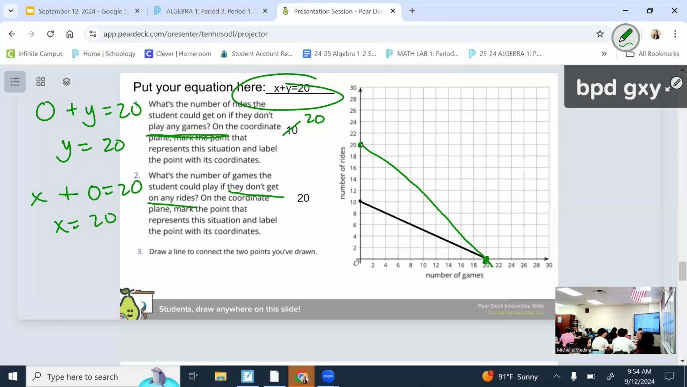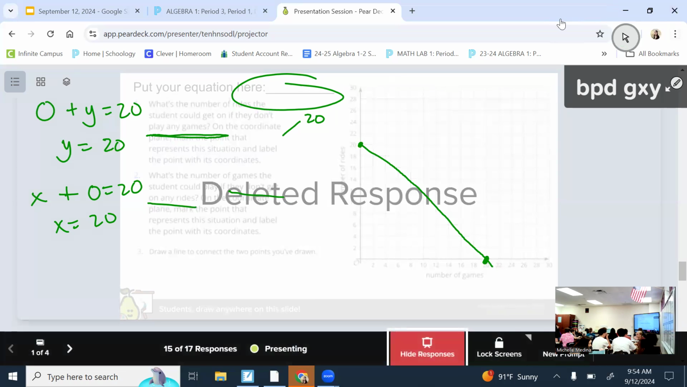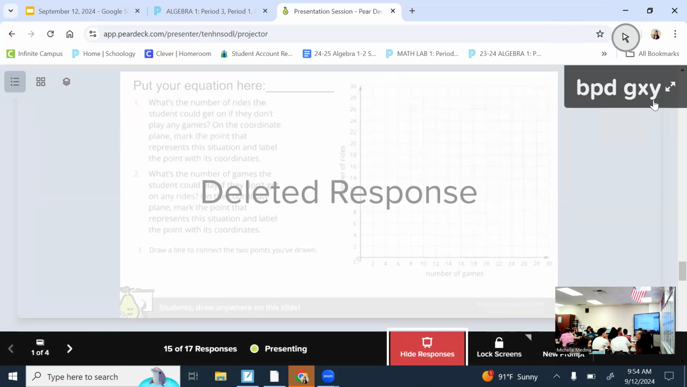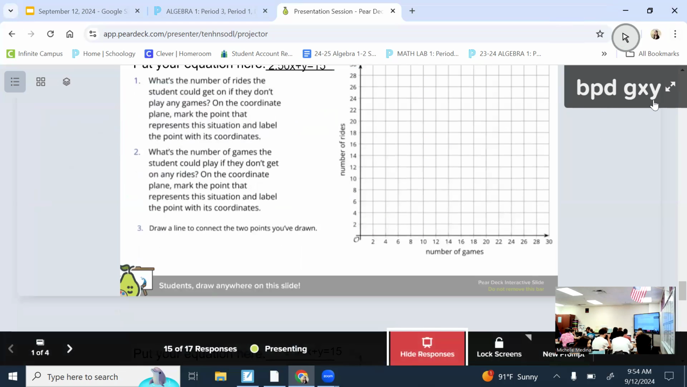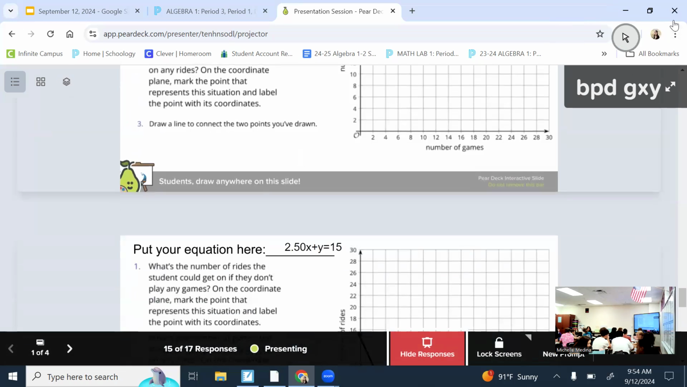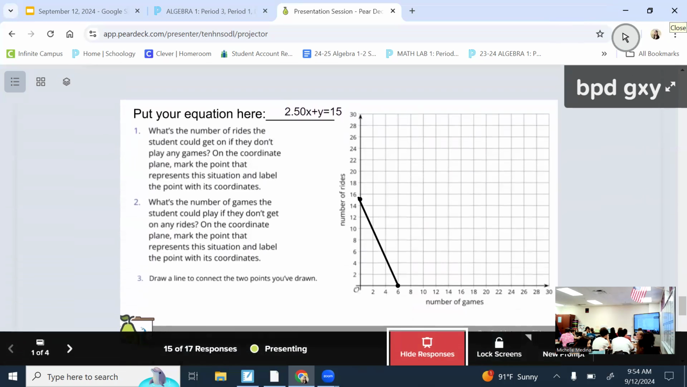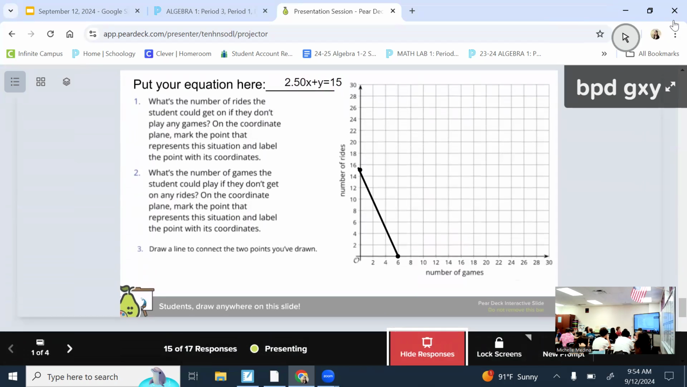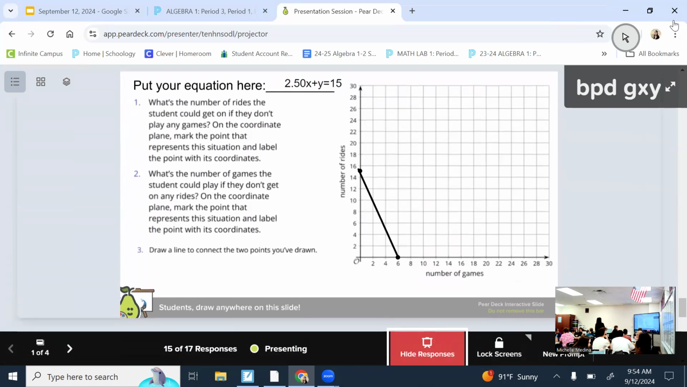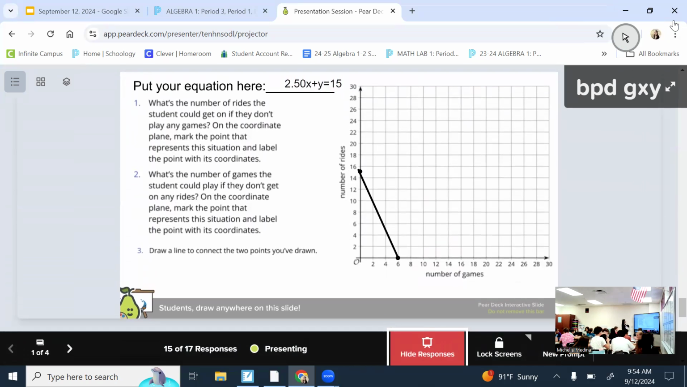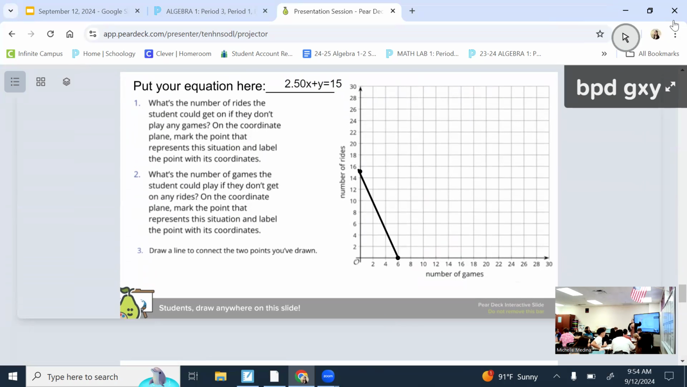All right. So that's one of the equations that was out there. Let's see a different equation. Don't delete just because I might like yours if it has mistakes. Okay, let's try this one. So one of the other equations out there was 250x plus y equals 15. So how much does this person have to spend? 15, right? Because we just interpreted how to read these, right? How much does it cost per game? How much does it cost per ride? $1.